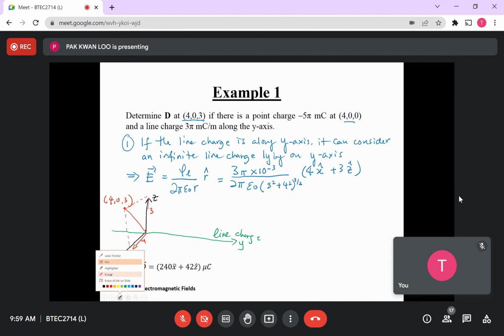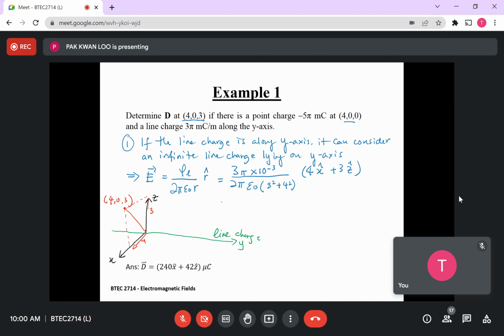Sorry, this is not 3 over 2, my mistake. It's square actually, so 3 squared plus 4 squared. Because this is the square root of 3 squared plus 4 squared, r cap is also the vector divided by the magnitude of this. So therefore it is 3 squared plus 4 squared.